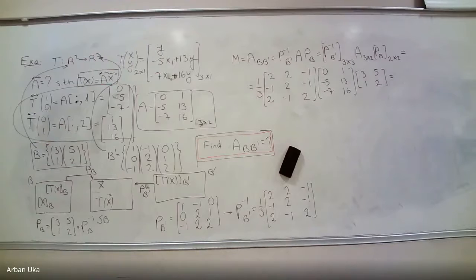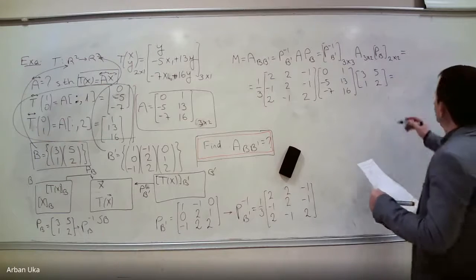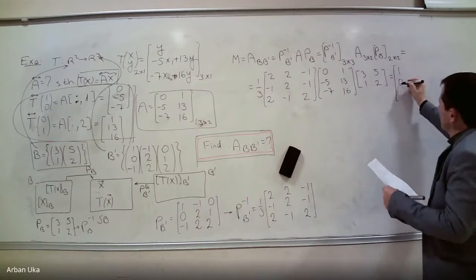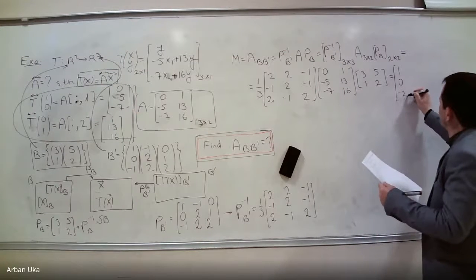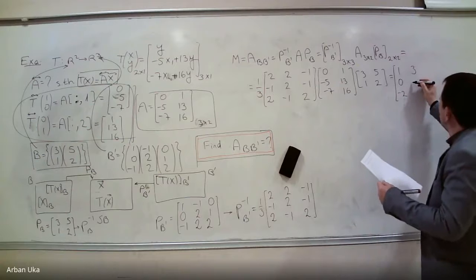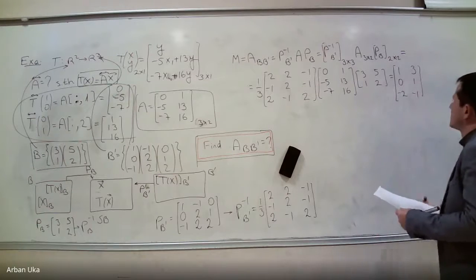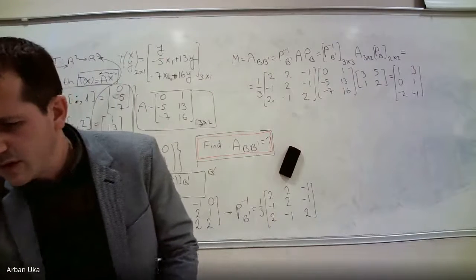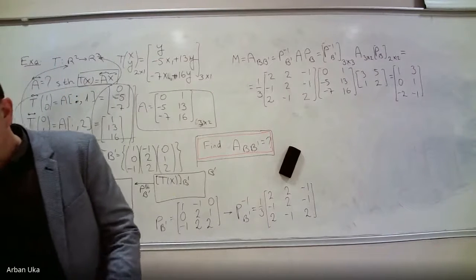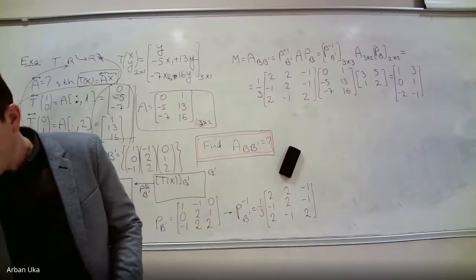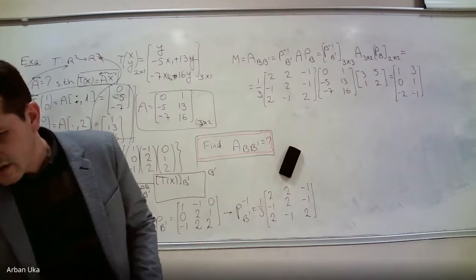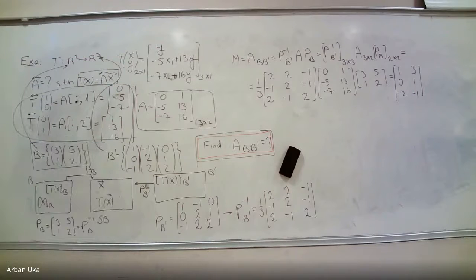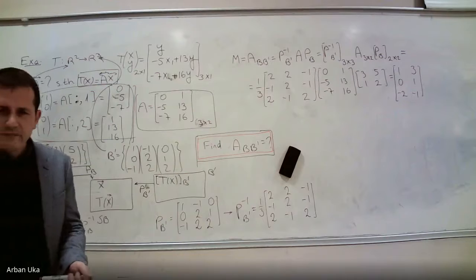Okay, so as an answer, we get here 1, 0, minus 2, 3, 1, minus 1. So this is an example of how a linear transformation can be represented with respect to two different bases in the case when the matrix is not a square one. Okay, any question?